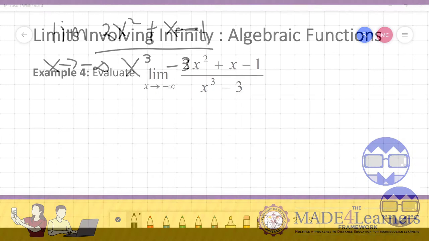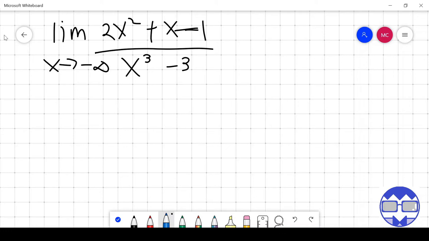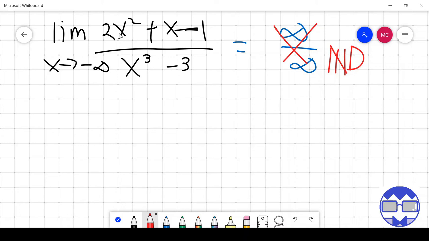Okay, so again, let's try to evaluate the function at negative infinity. For sure, this will give us infinity over infinity, regardless of the sign. Again, this is not the answer since this is in indeterminate form. So we are going to apply the theorem.